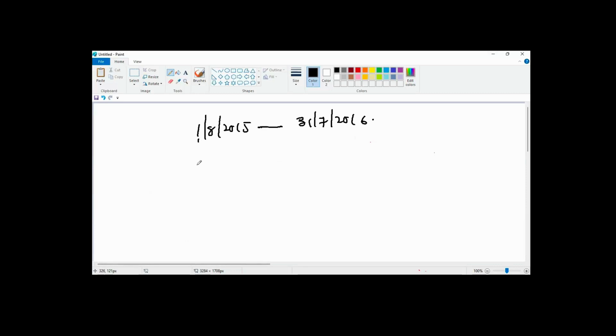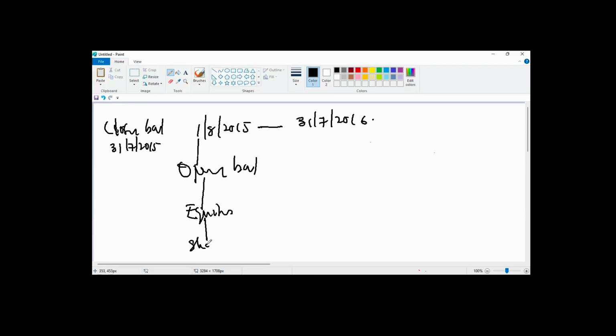I need the opening balance on this day when they give me the financial statement, or you give me the closing balance of 31st July 2015, because I know there is no difference between these two dates. Where will I get it? I'll go to the equities, then the shares, the number one aspect of the equities.